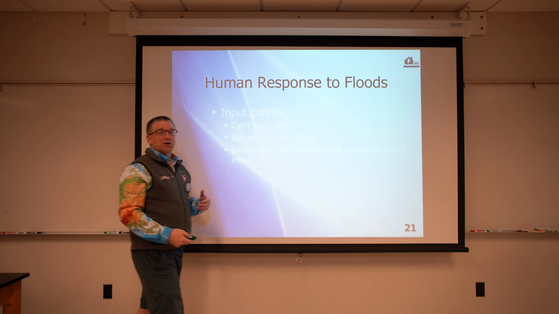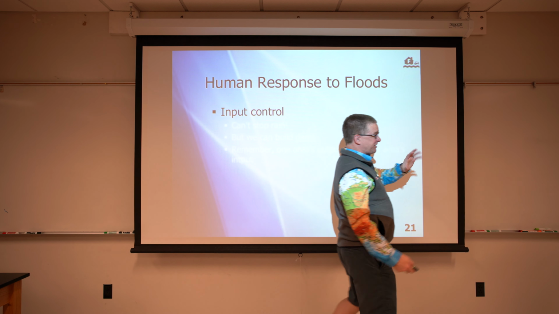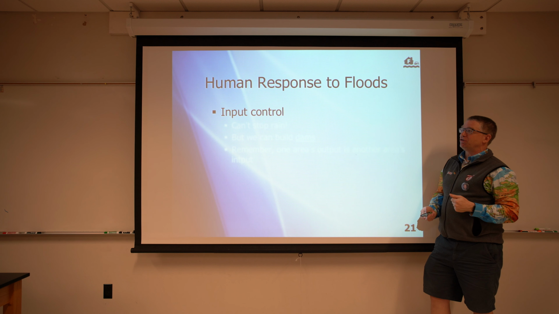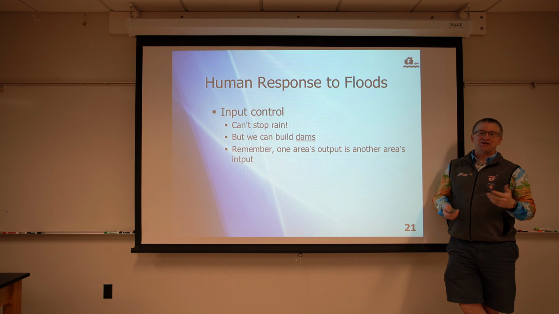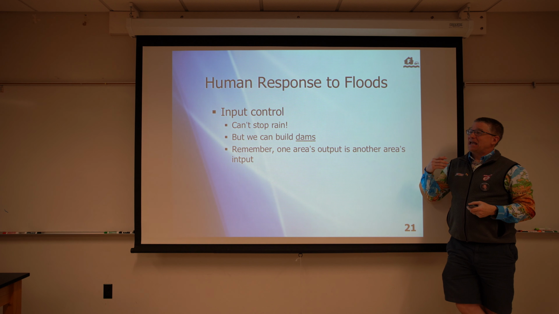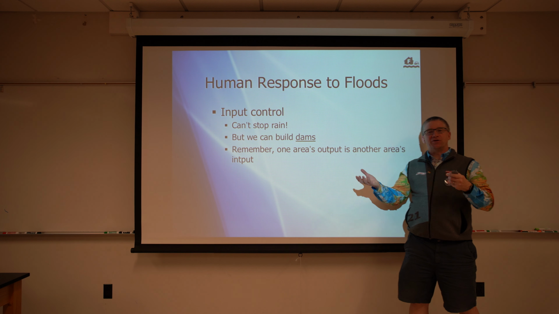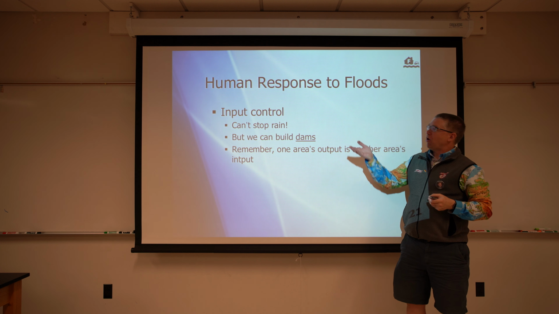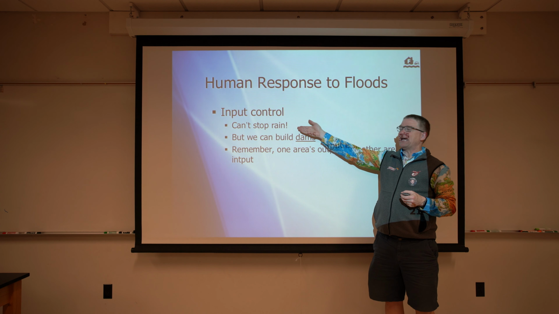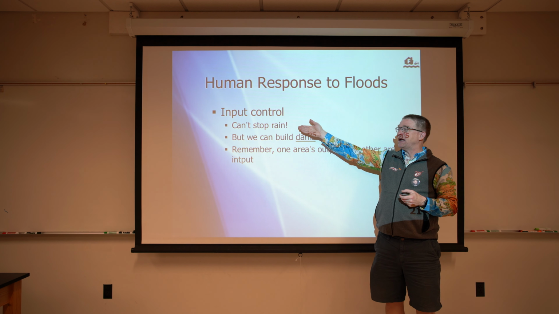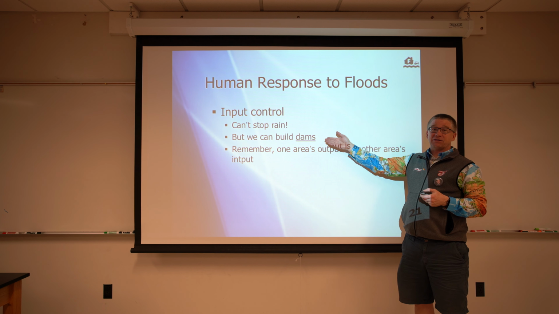All right, now, humans have been dealing with floods since humans have been humans. And typically we don't just sit around and not try to do anything. We try to respond to these. If we go back to that initial idea of input versus output, we want to try to alter that balance somehow. Well, ultimately, in terms of input control, we can't stop the rain. Despite many efforts over many years, we cannot control the rain. But what we can do is build dams.